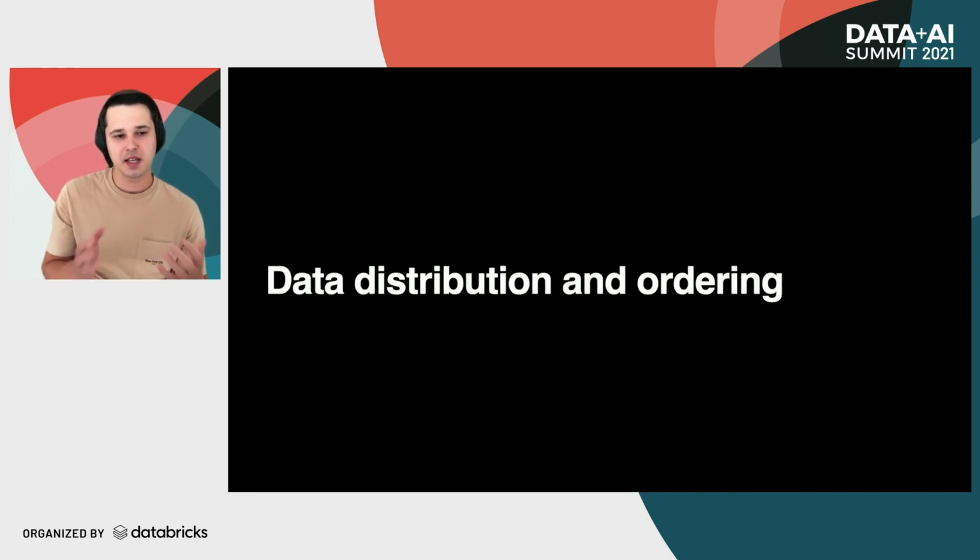Okay, so hopefully I have convinced you to consider migrating to the new API by now. Let's move on and talk about data distribution and ordering, and I'll start by clarifying what those terms actually mean.